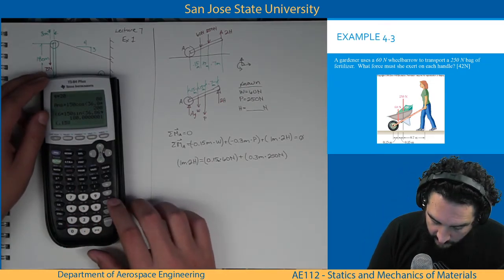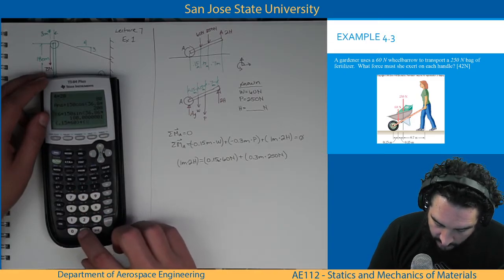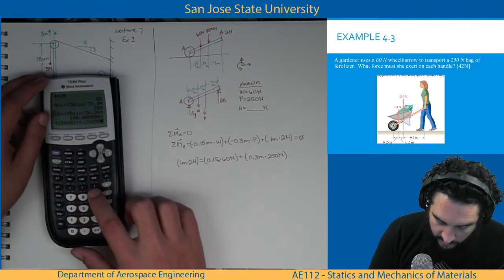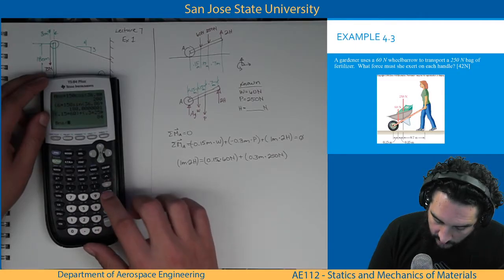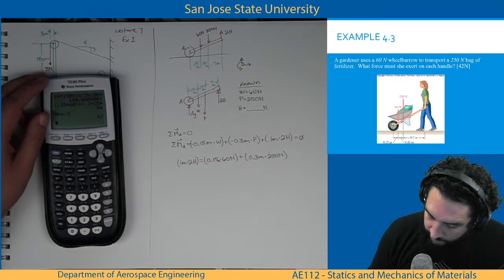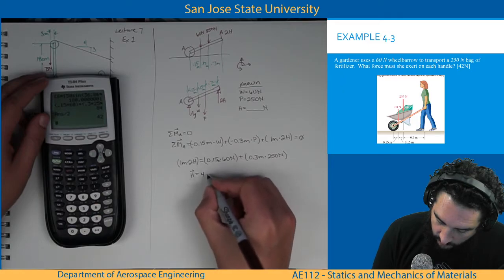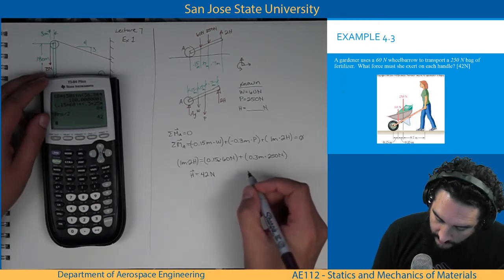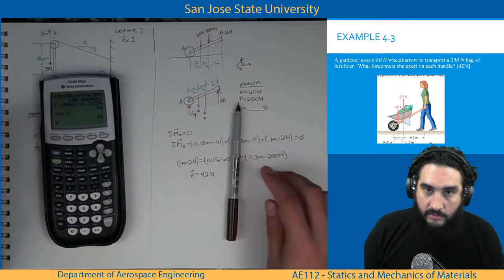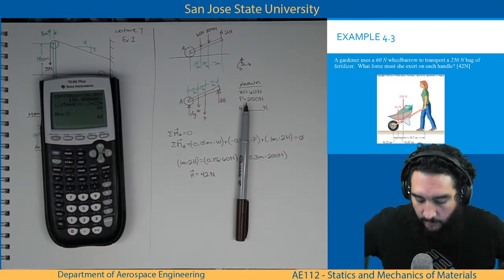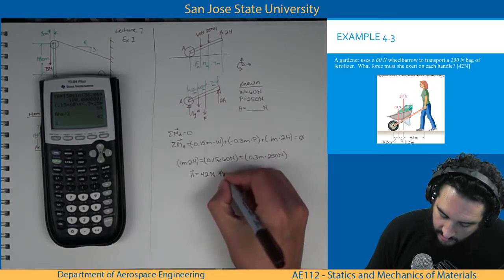So 0.15 times 60 newtons plus 0.3 times 250 newtons. Enter. Divide by 2. So vector H is going to equal 42 newtons. And since I assumed that when she wants to lift the wheelbarrow, her force will be in the upward direction, I was correct. The positive value means that it is indeed going upward.